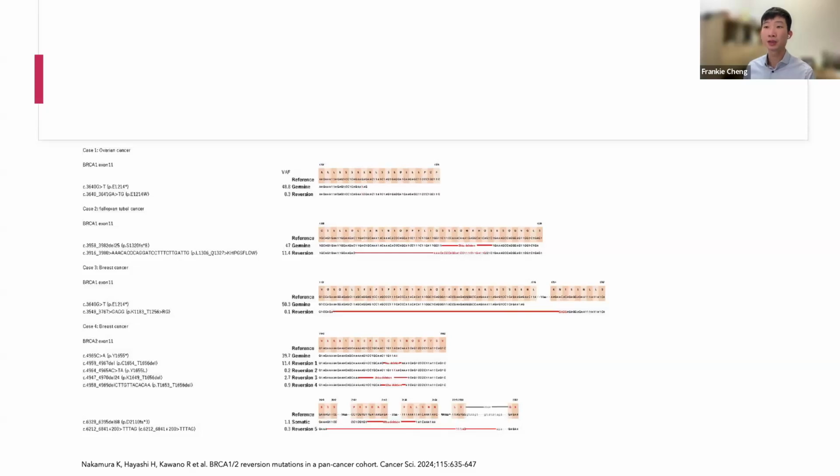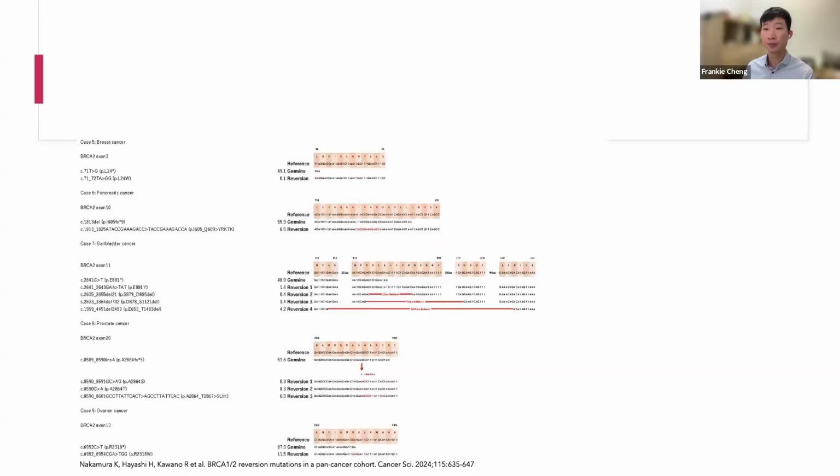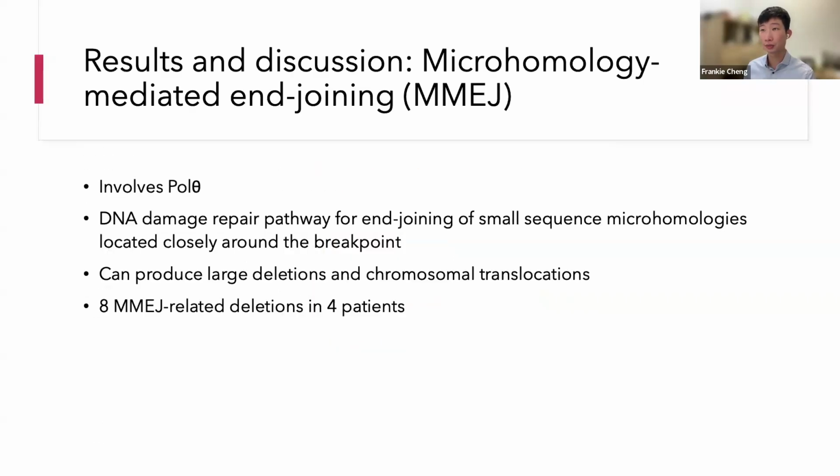So these reversion mutations negate the deleterious effect of the germline mutation, causing the cell to regain the ability to perform homologous recombination. So these are the genetic changes in the other cases. We can see that some cases have multiple reversion mutations.